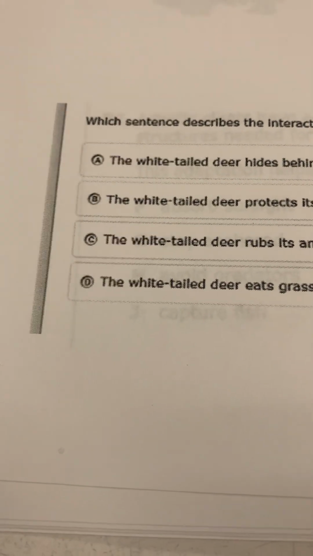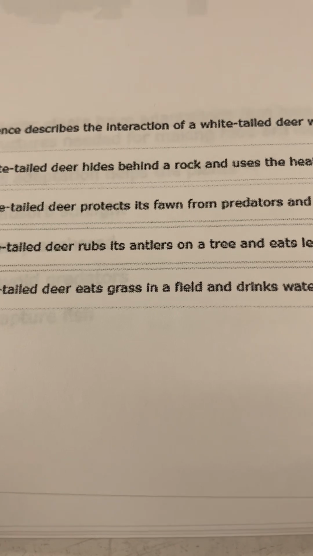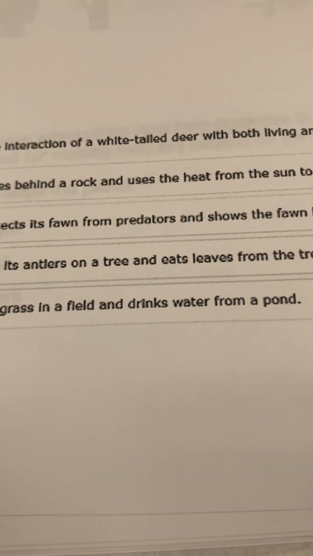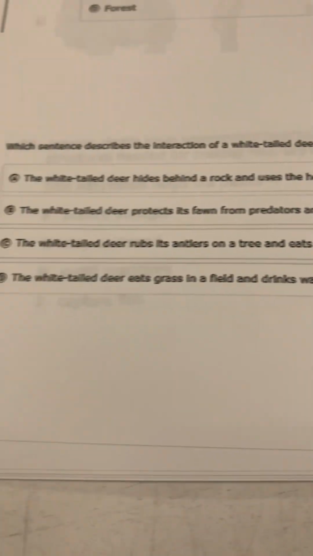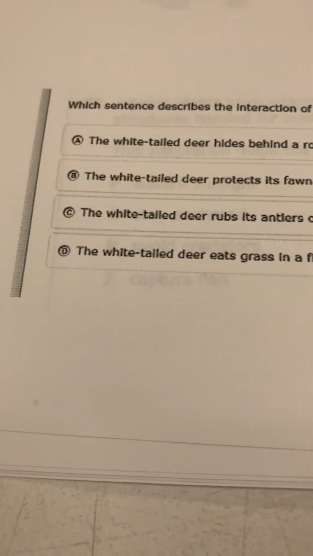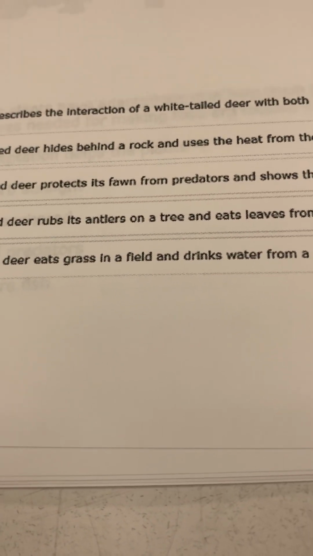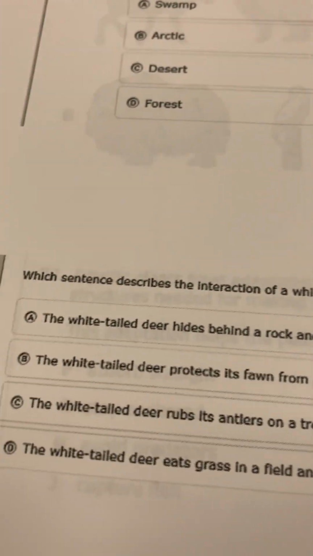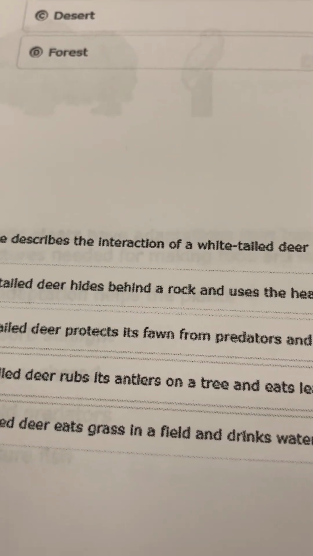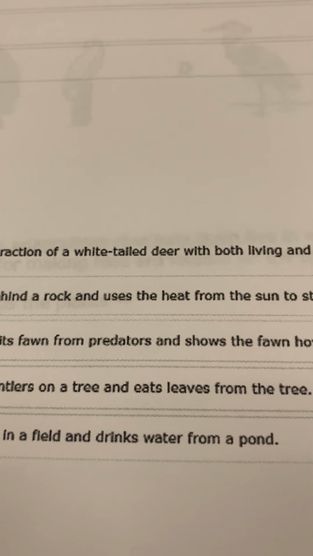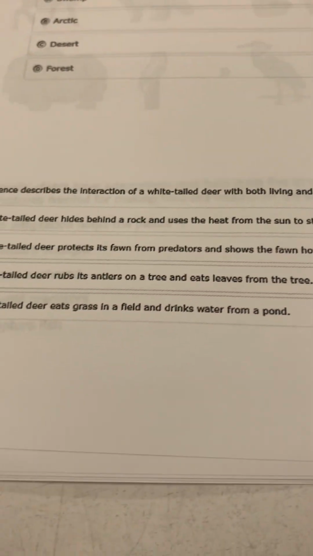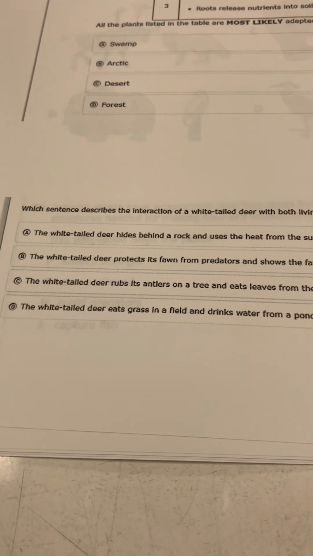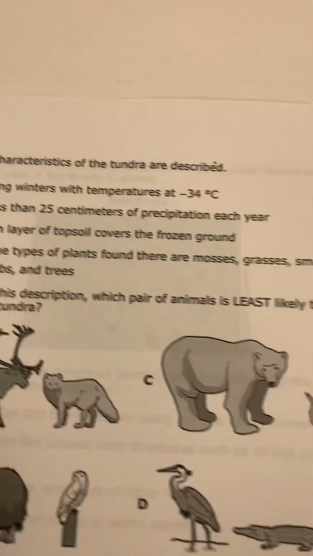Is it C, the white-tailed deer rubs its antlers on the tree and eats leaves from the tree? Or is it D, the white-tailed deer eats grass in a field and drinks water from a pond? It says, which sentence describes the interaction of white-tailed deer with both living and non-living parts of its ecosystem? Okay, choose the best answer. We're going to go to the next page.